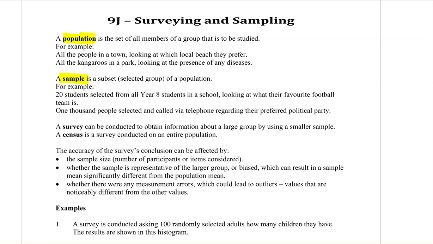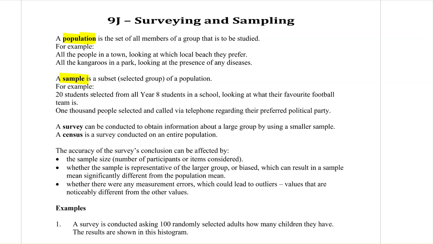So, for example, you could select 20 students from all of year 8 at school to look at what their favourite football team is. So maybe you don't want to know everybody, you'll just select 20 people and that would give you an idea of the rest of the group. Or 1,000 people are selected and called via telephone regarding their preferred political party. Okay, so that's something that politicians do when they want to see what their chances are of winning an election.